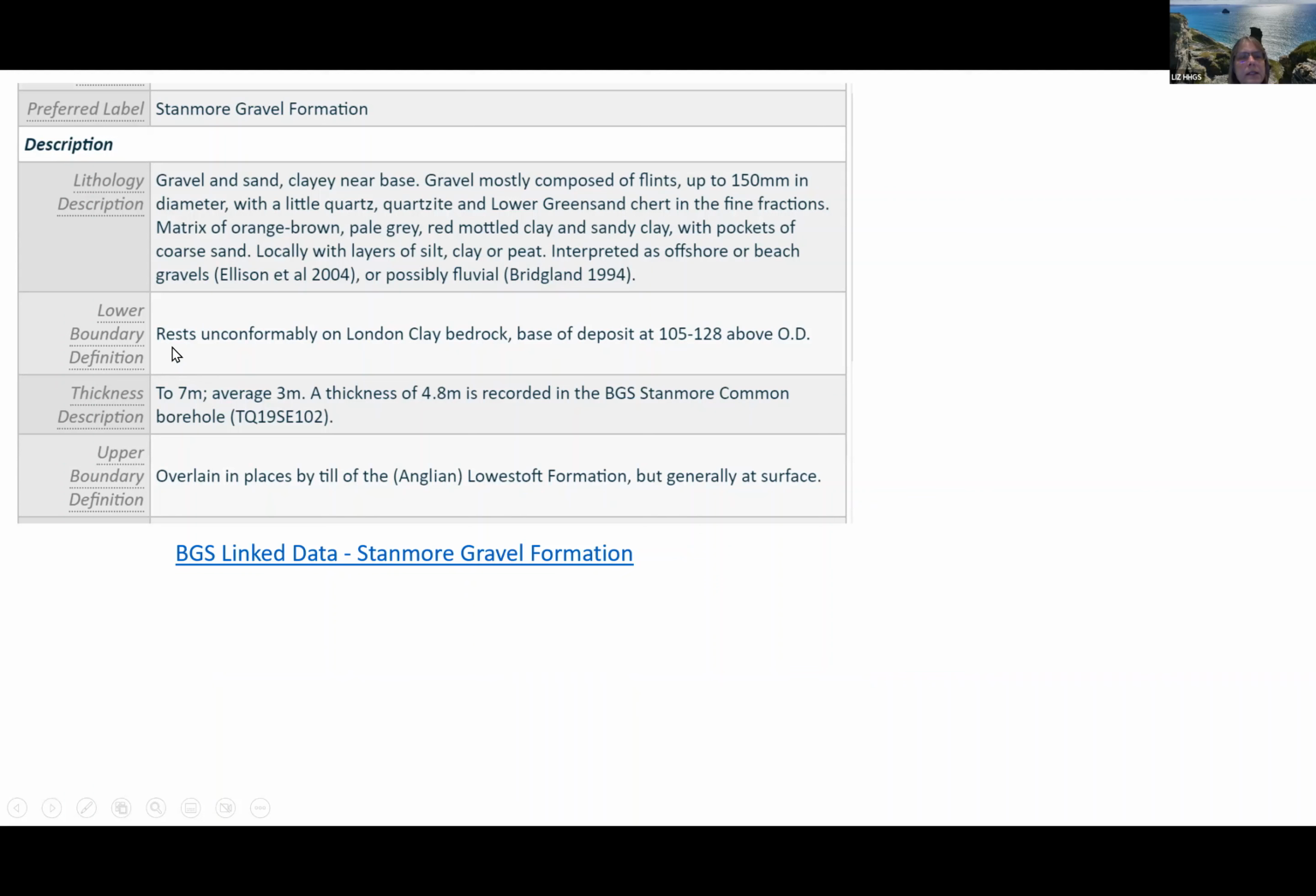It tells us that the Stanmore Gravel rests unconformably on London Clay bedrock at this elevation, with a thickness of 4.8, and it's overlain in places by till of the Anglian, but generally it's at the surface. So I thought about that for a little while. I'll come to that in a moment.